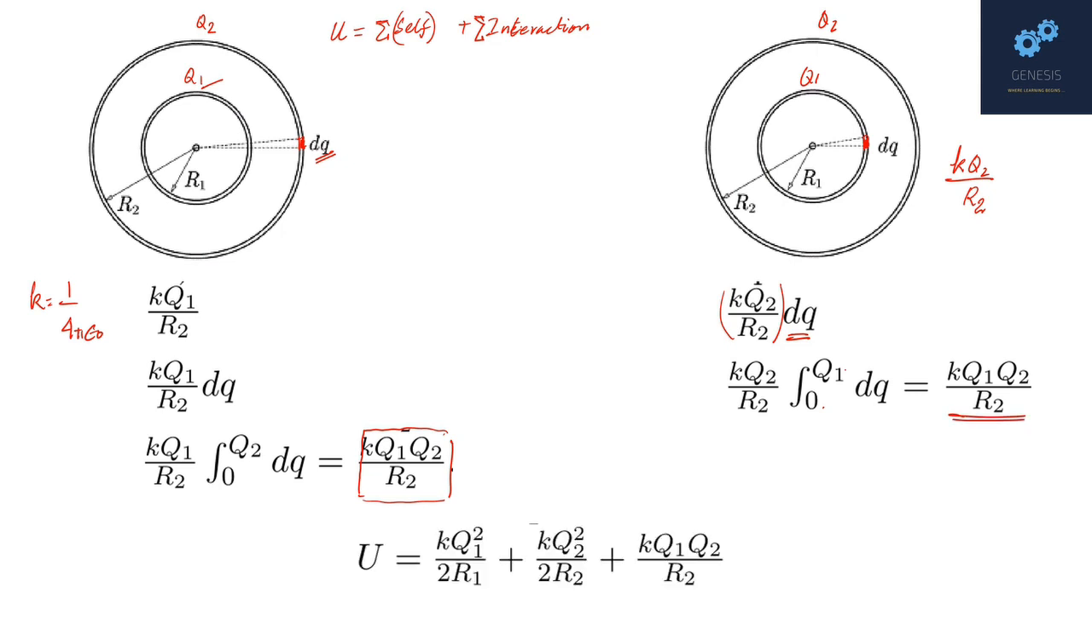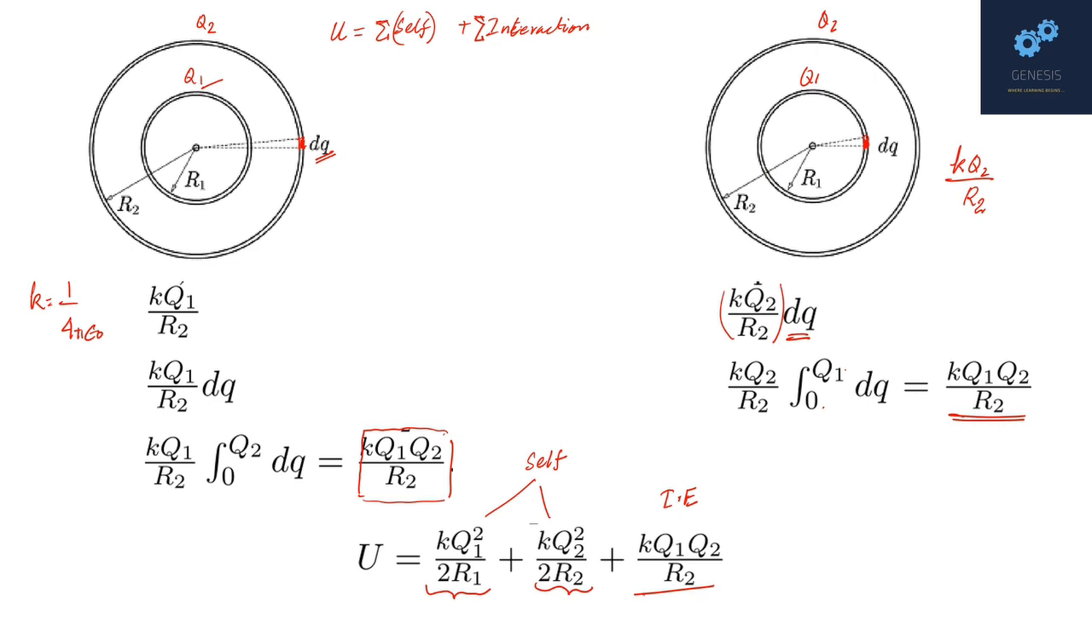And therefore, the energy of the system can be written as the sum of self energies, kq1 square by 2r1 plus kq2 square by 2r2. These are the self energy terms, and the interaction energy is kq1 q2 by r2.